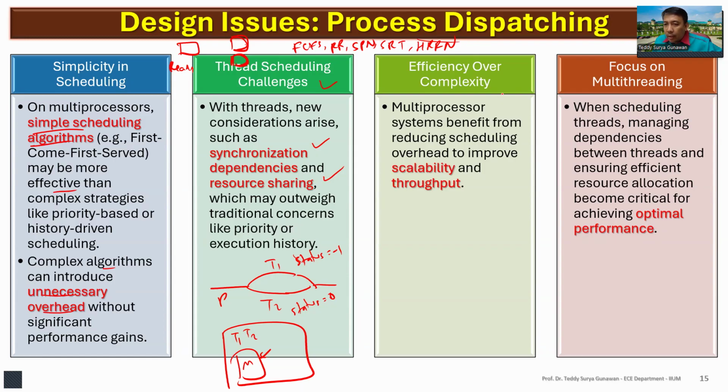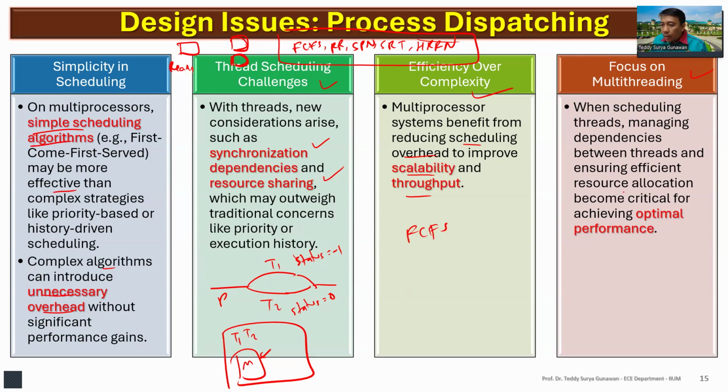So for process dispatching, we focus more on efficiency rather than complexity. The multiprocessor system benefits from reducing scheduling overhead to improve scalability and throughput. Remember that in uniprocessor scheduling, you have at least 5 algorithms. For multiprocessors, maybe simple first come first serve is sufficient. Then we also focus on multi-threading.